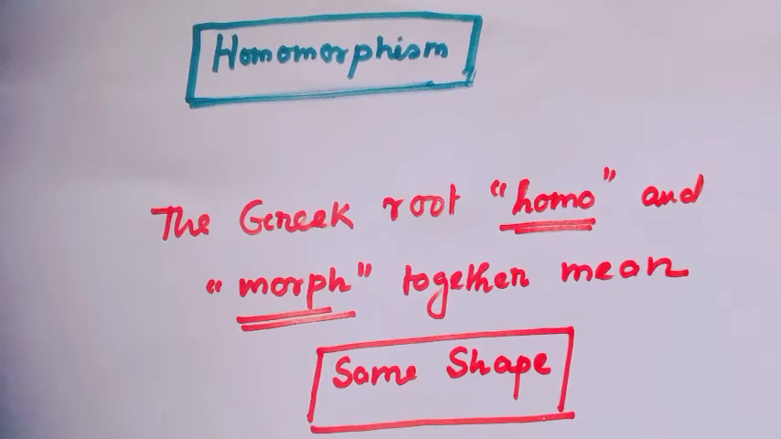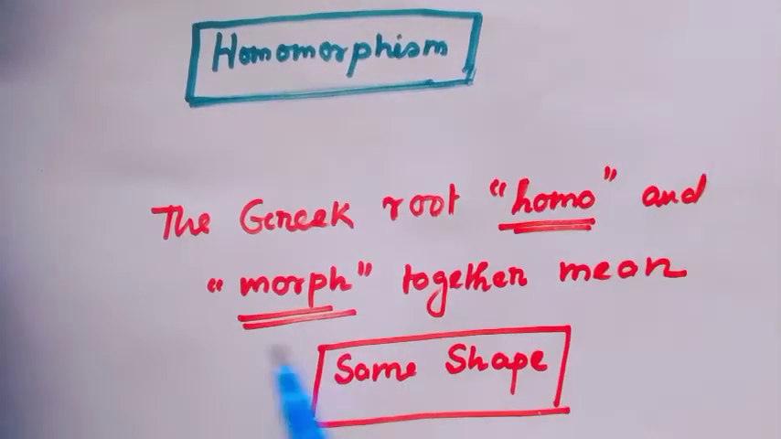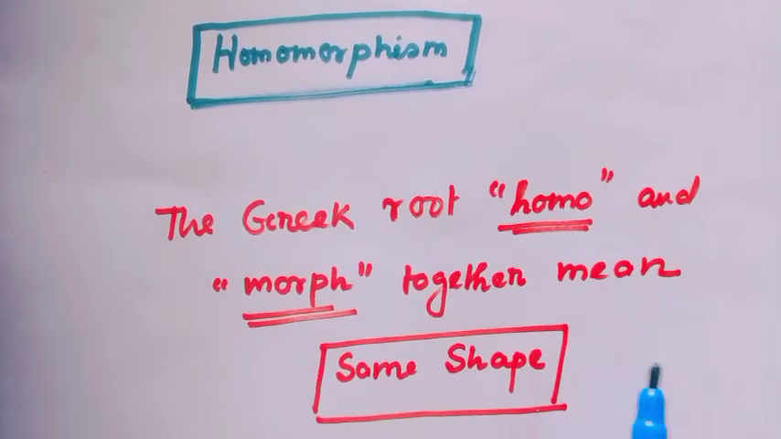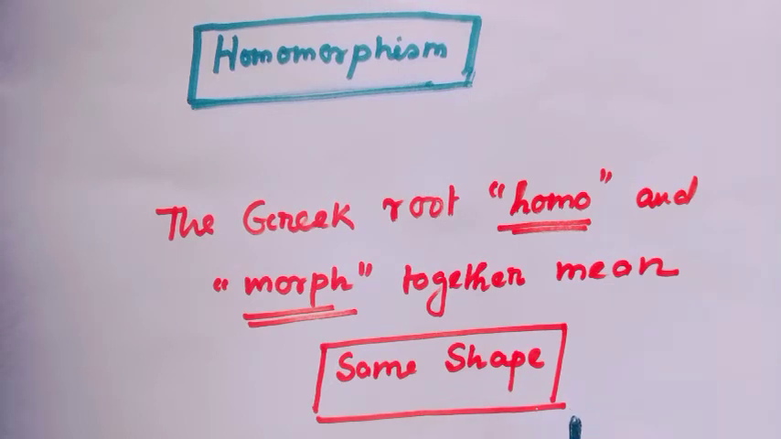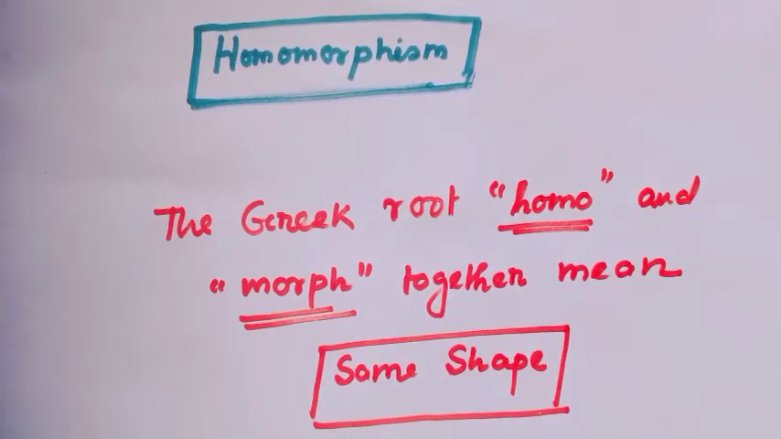Homomorphism. Group homomorphism is a special type of function. It preserves all the algebraic structure. Actually, it comes from the Greek words homo and morph, which together mean "same shape". Okay, this is the basic idea of homomorphism. It always preserves algebraic structure.